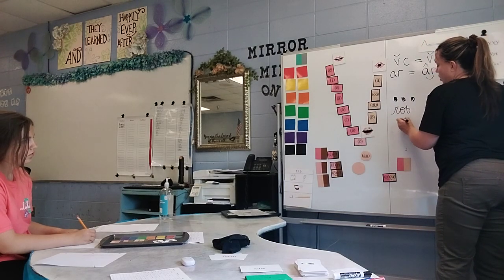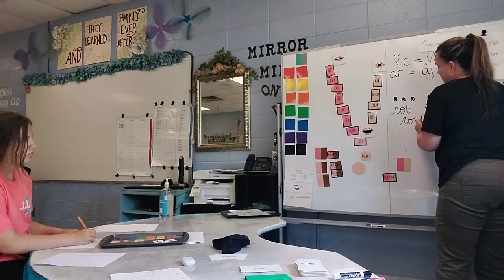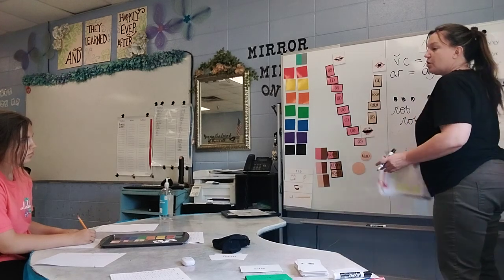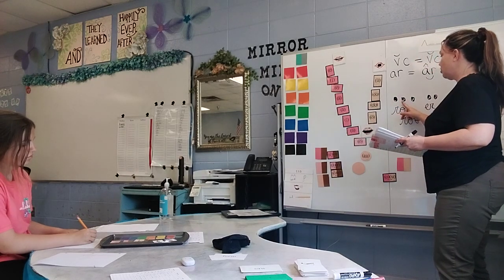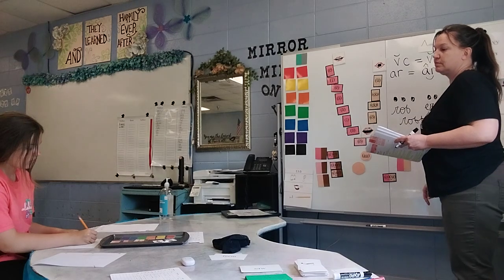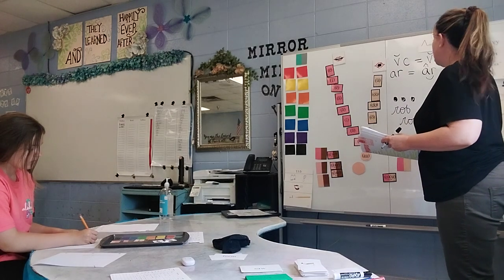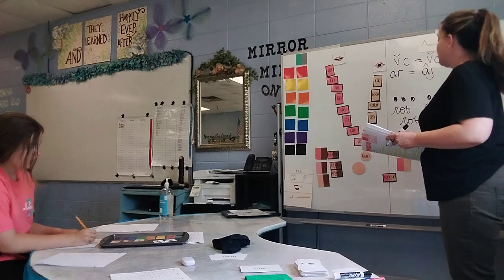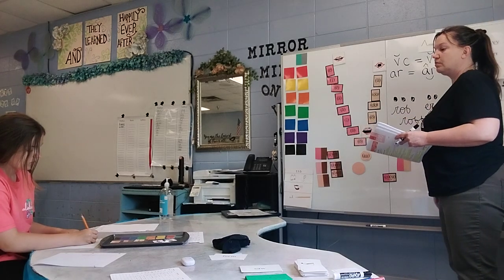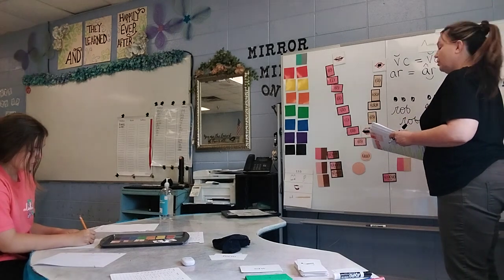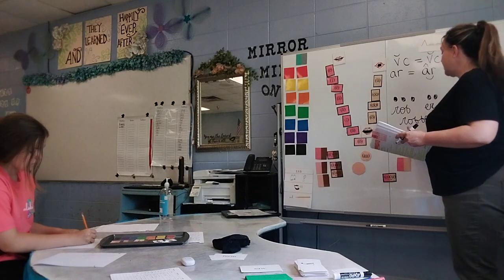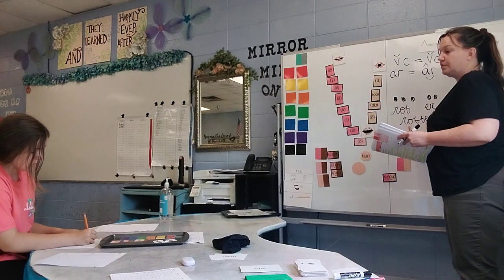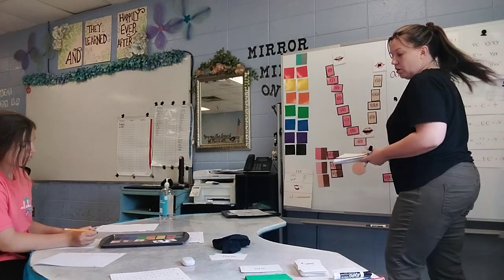So how would we spell this word? R-O-B-B-E-R. Okay? So on your paper, I want you to do the three dots. Then we're going to write rob. Then we decided that we had to double the consonant. Good job. Let's do one more with the dots.